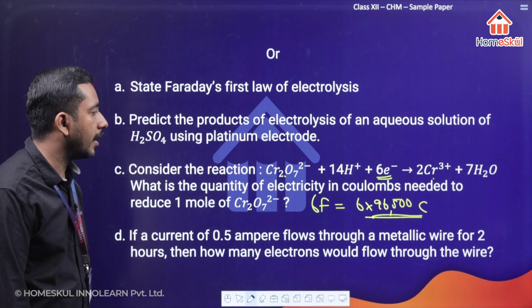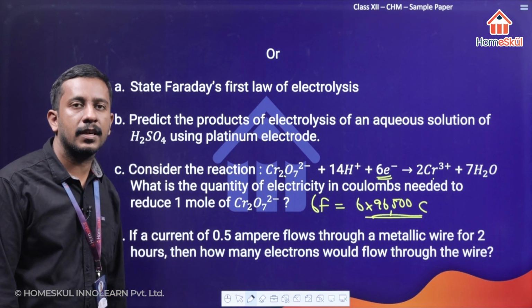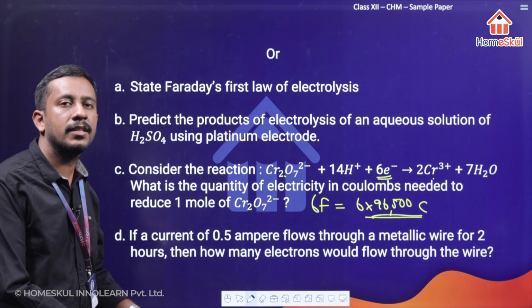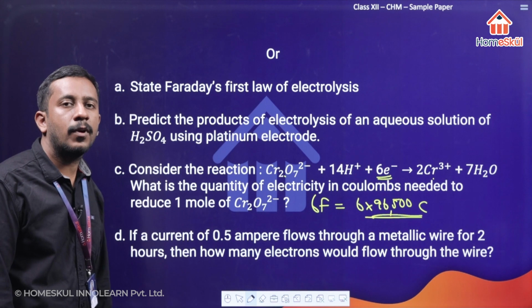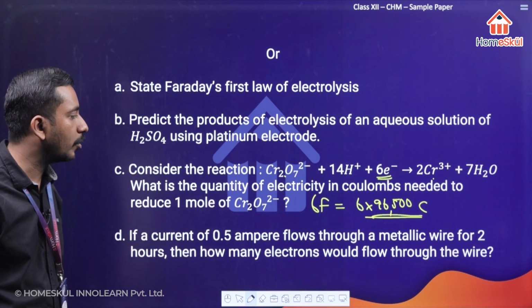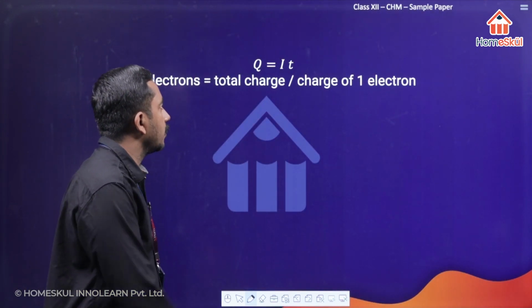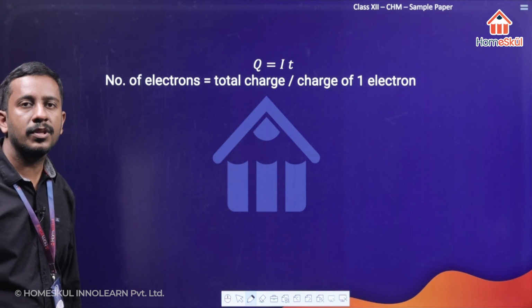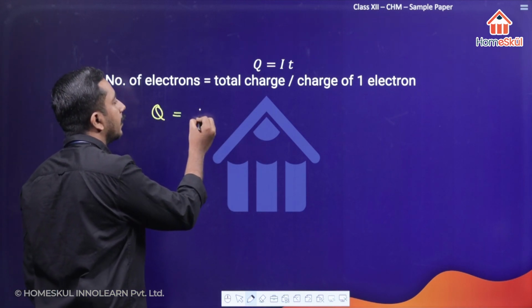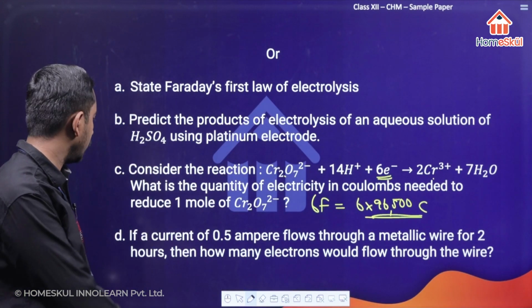But we have to find the number of electrons, and for that we now know the total quantity of charge. So if we want to find the number of electrons, we can divide the total charge by the charge of 1 electron, that is 1.6 into 10 raised to minus 19 coulomb. So thereby we can calculate the number of electrons that has been flowing. So first we have to find the total charge, that is Q is equal to current into time. So total charge, that will be the current, that is 0.5 ampere into time. The time here it is given as 2 hours.